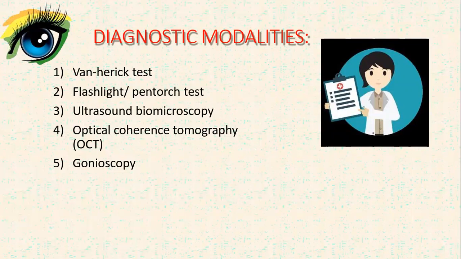So what diagnostic tests are there to check the angle of the anterior chamber? We have the Van Herick test, flashlight or penlight test, ultrasound biomicroscopy, optical coherence tomography or OCT, and gonioscopy. So these are the common techniques to test the angle of the anterior chamber. But we will talk about this later when we go to the instrument side.